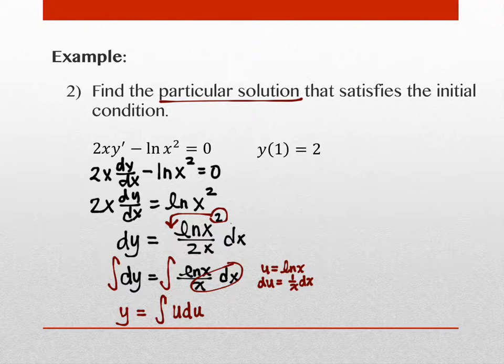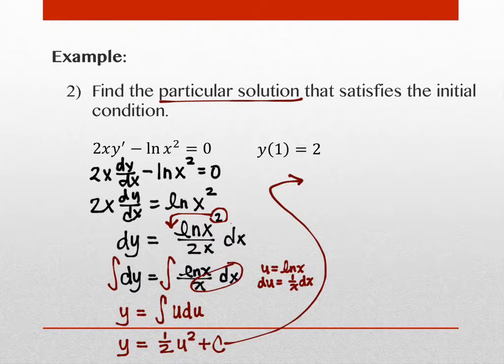Okie dokie. What's the antiderivative of u? u squared over 2, or 1/2 u squared, and then I need a plus c. U is not really my variable. My variable is supposed to be an x. So this is really supposed to be 1/2 natural log of x squared plus c. Right? Am I done?